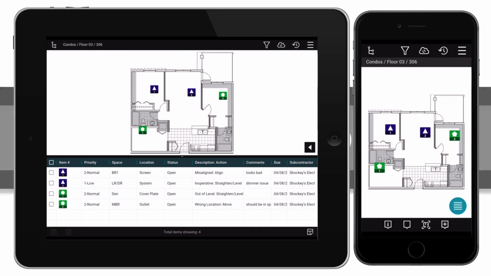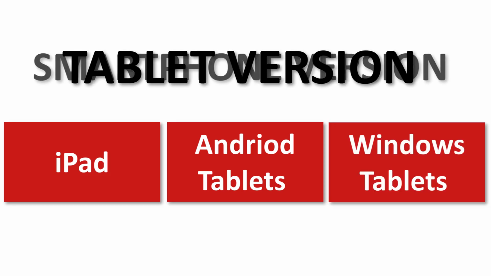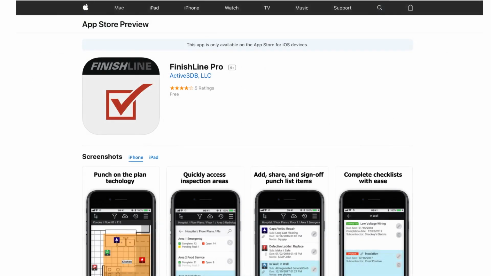Use the FinishLine Pro app. Overall, the app is quite intuitive, but we'll review the basics to get you started. Install the app. You can use the FinishLine Pro app on a variety of devices. When it comes to the tablet version, the app works on iPad, Android tablets, and Windows tablets. The app also works on iPhone and Android smartphones. Download the app from either the Apple App Store or the Google Play Store.